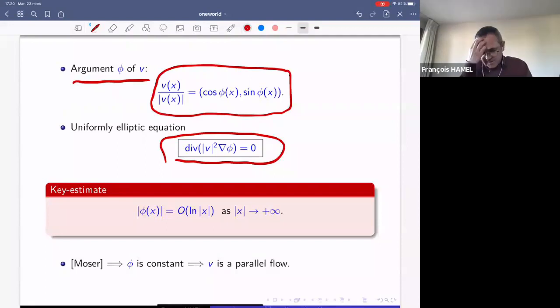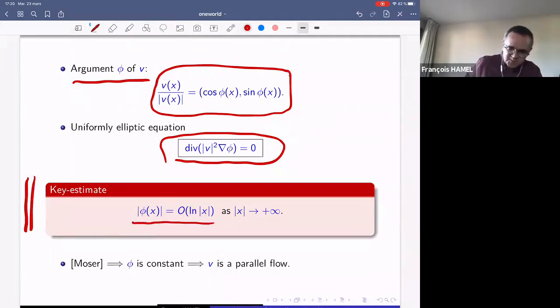And now there is a key estimate, which is quite difficult actually: we can show that this argument phi does not grow too fast at infinity. More precisely, it grows at most like big O of the log of the norm of x at infinity. So somehow the streamlines do not make so many turns at infinity.